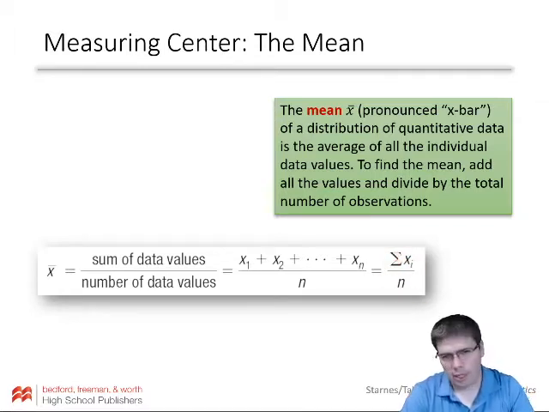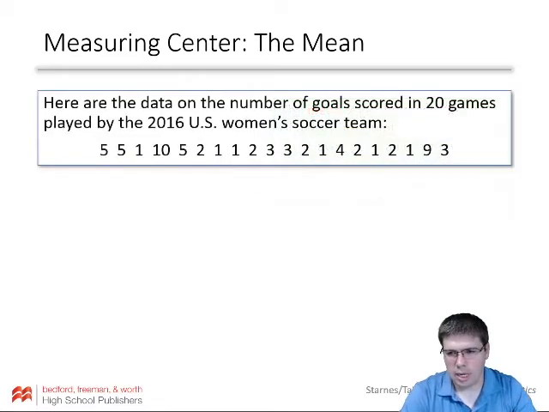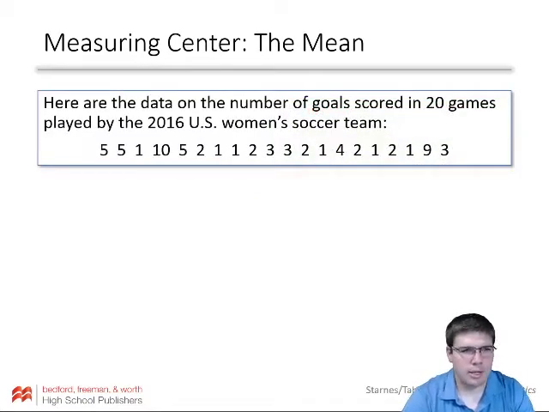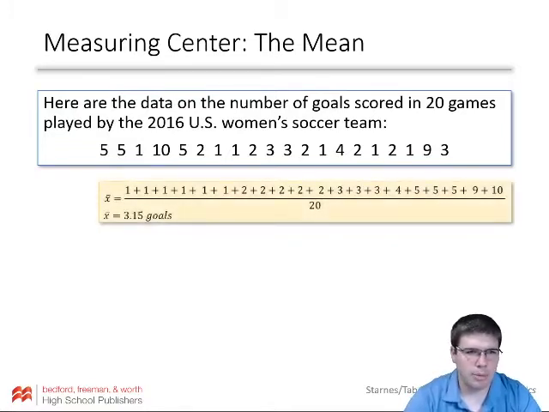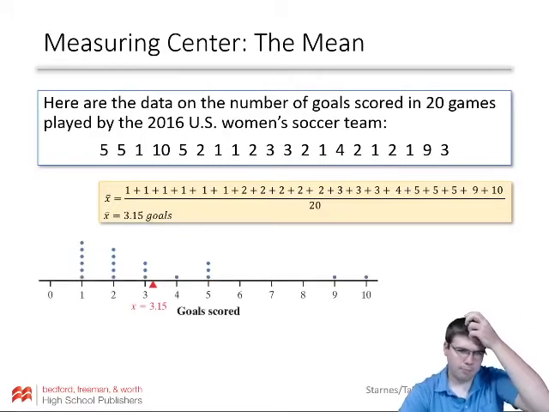So looking at an example of this, you guys have been doing this for a long time, but here is data on the number of goals scored in 20 games by the 2016 U.S. women's soccer team. If we wanted to find the mean of that data set, we'd add up all those numbers and divide by 20. And so we'd get an average of 3.15 goals. And so here's what that would look like on a graph.